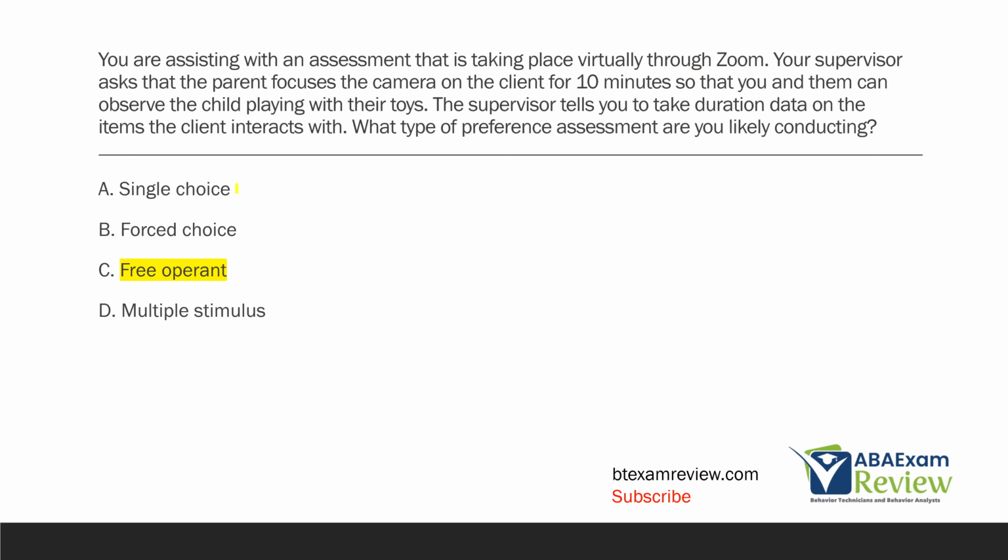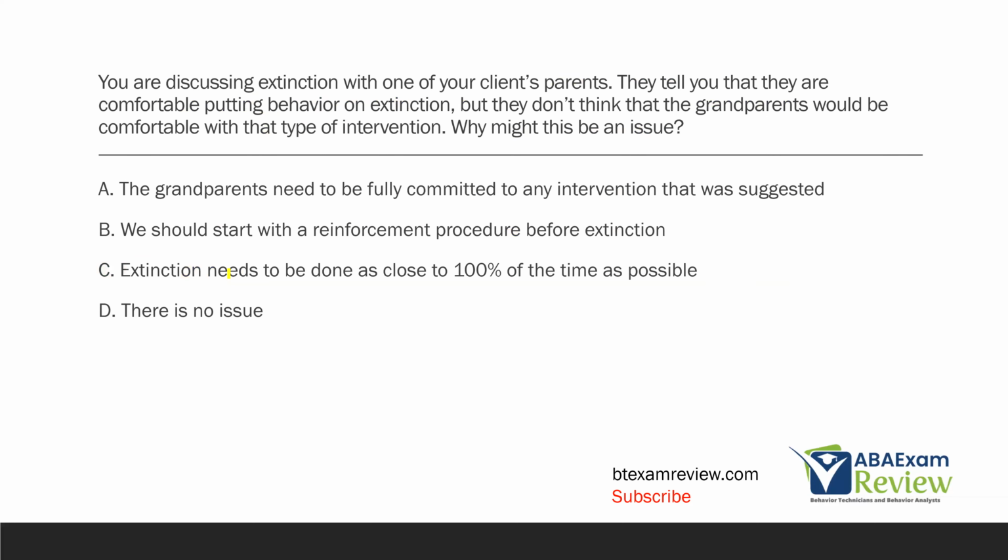You're typically going to deal with single choice, forced choice, and multiple stimulus, but you need to know what a free operant assessment is, right? And you have to understand the difference between a free operant and a single choice, forced choice, and multiple stimulus. The main difference between a free operant and the other three is that in the other three, you are picking what the child can interact with, and that's the only thing they can interact with. In a free operant, you're not giving them any rules or constraints on what they can engage with. It's naturalistic. In this case, it's free operant.